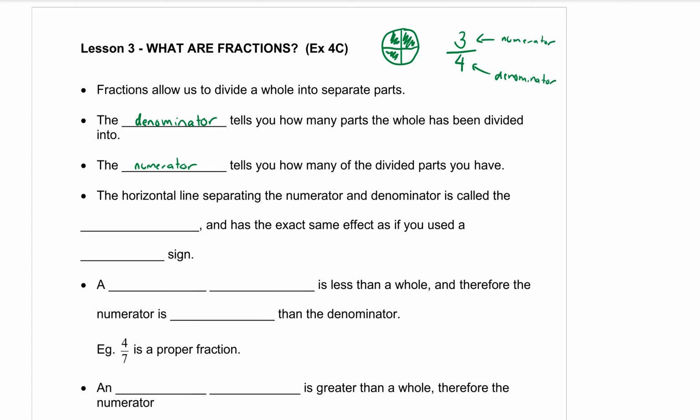Okay? The horizontal line separating the numerator and the denominator is called the... If anyone knows this word, I might have to give you a lolly. Does anyone know the name of the line? So in my fraction over here, where I have the 3 on the top and the 4 on the bottom, there is a special technical name, it's not just line, for the line here.